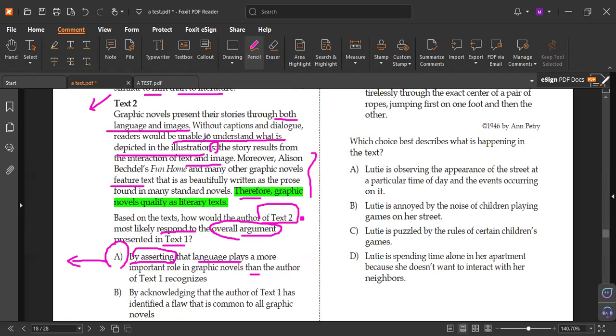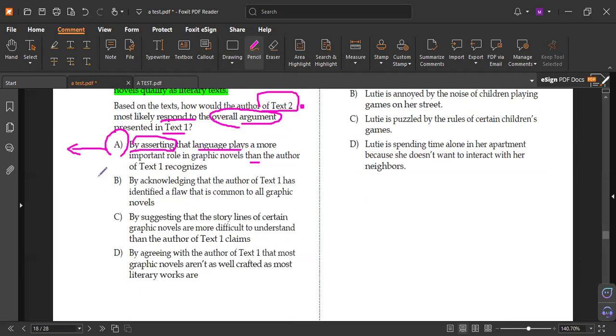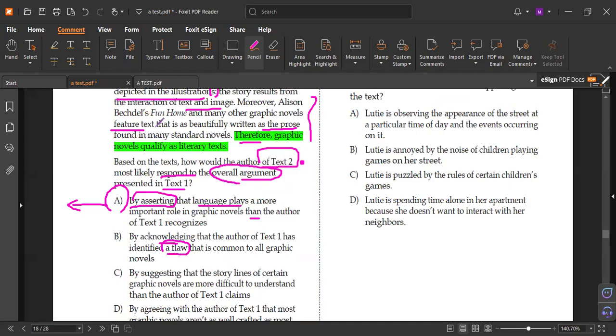How did you know? He tells here. Look, without dialogue, readers will be unable to understand. Again, he said this is about using the language so much, beautifully written as prose language, and the graphic novel qualifies as literary text. So it could be A, but wait, by acknowledging that the author of 1 has identified a mistake. Is that mentioned too? That the author of number 1 made a mistake, misunderstood, or made something wrong?